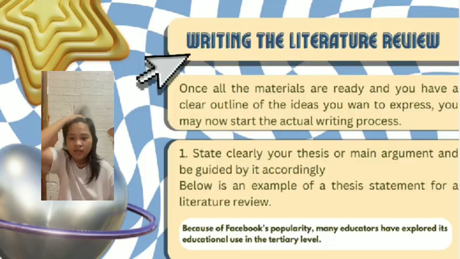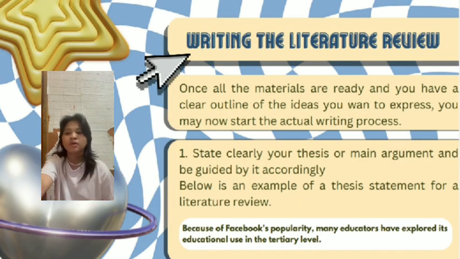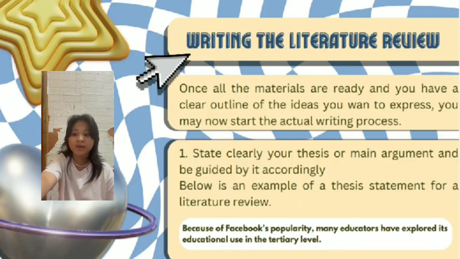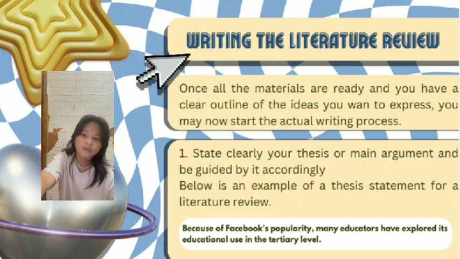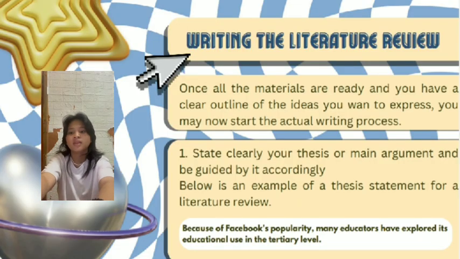So the next one is literature review. What is the literature review? So, writing a literature review is a critical component of academic research. For example, step 1, define your research question. So this is the number 1. State clearly your thesis or main argument and be guided by it accordingly.